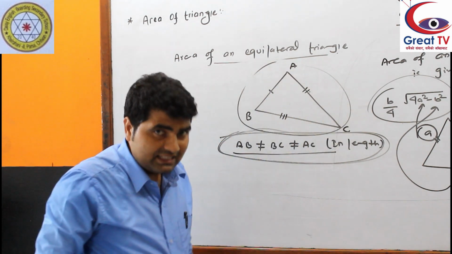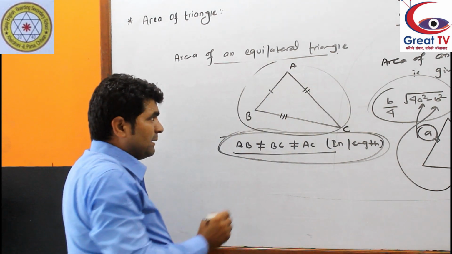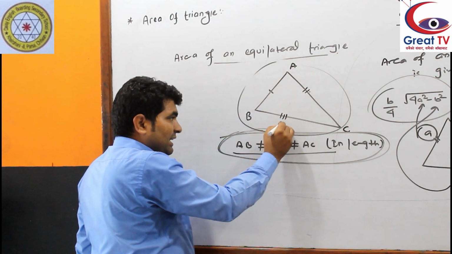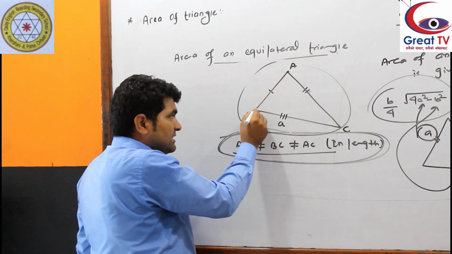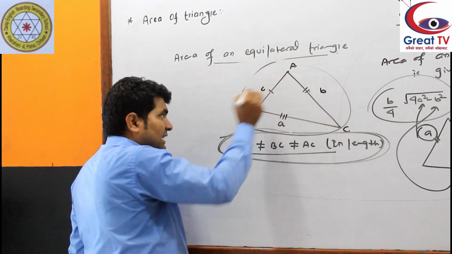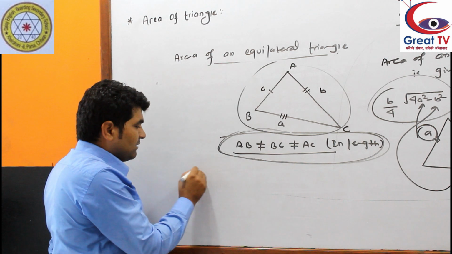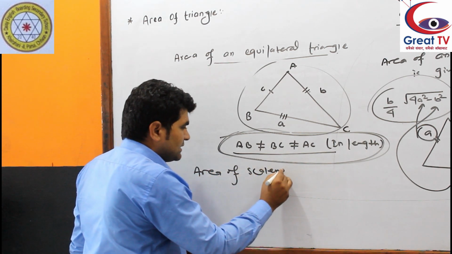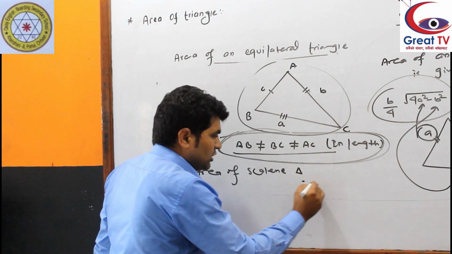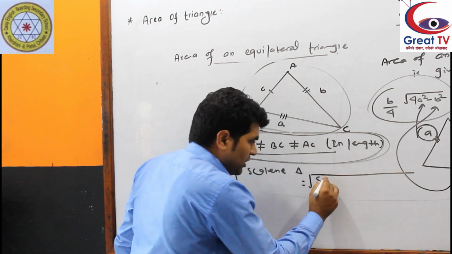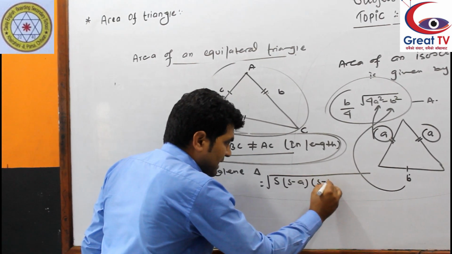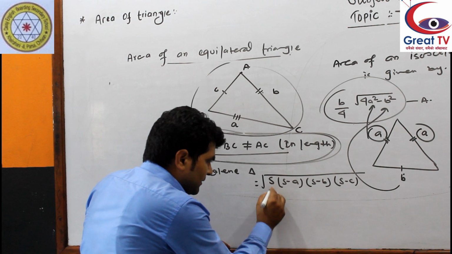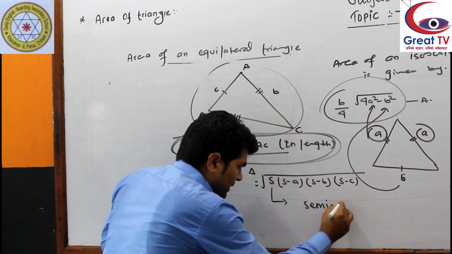This is a scalene triangle, and we can apply this formula to calculate its area. The capital A is opposite to vertex a, similarly b opposite B, c opposite C. The area of a scalene triangle equals root under S times S minus a, S minus b, S minus c. Here S means semi perimeter.